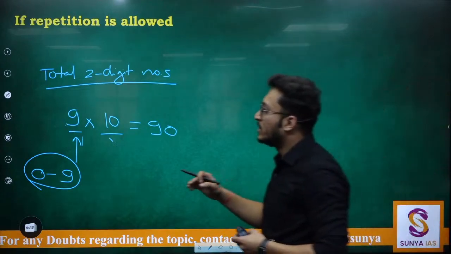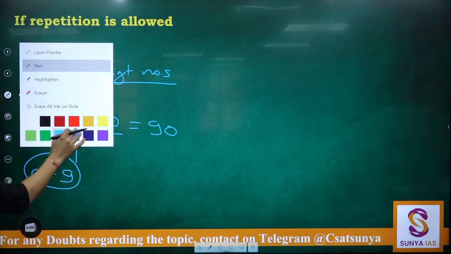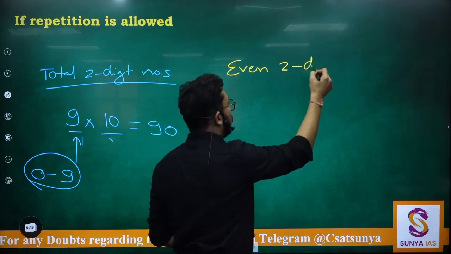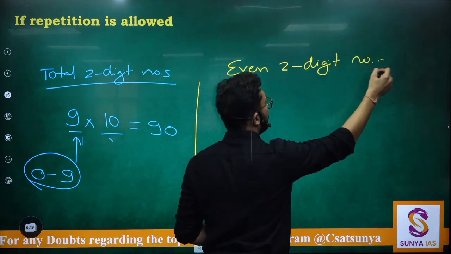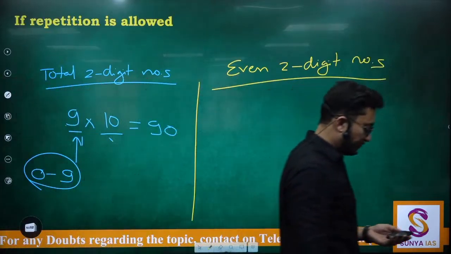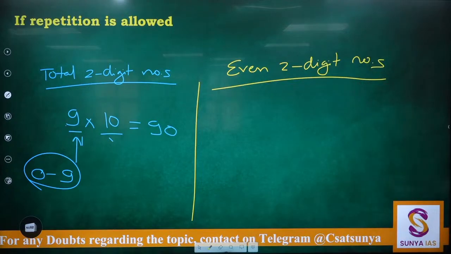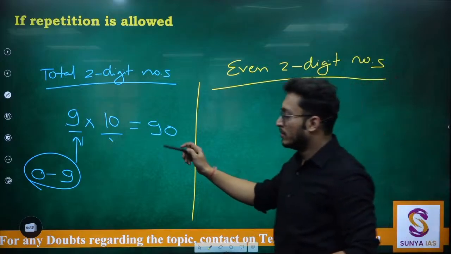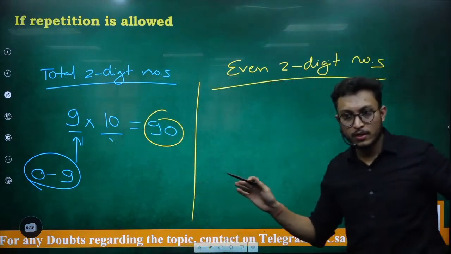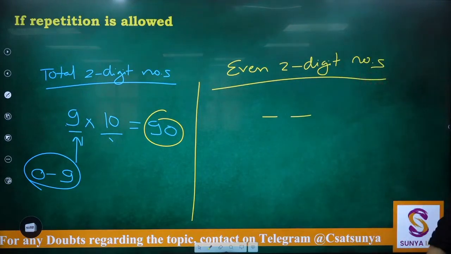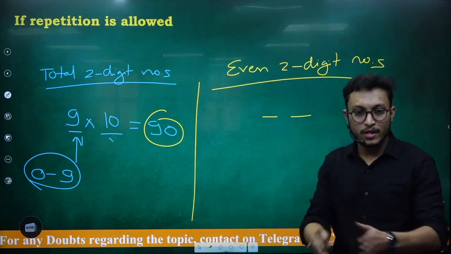How many even 2-digit numbers are there? How many even 2-digit numbers? How many is it? 45 will come. See, this is common sense. Total is 90, half of them are even, half of them are odd. Basic. But using PNC, half will be odd and half will be even, right?